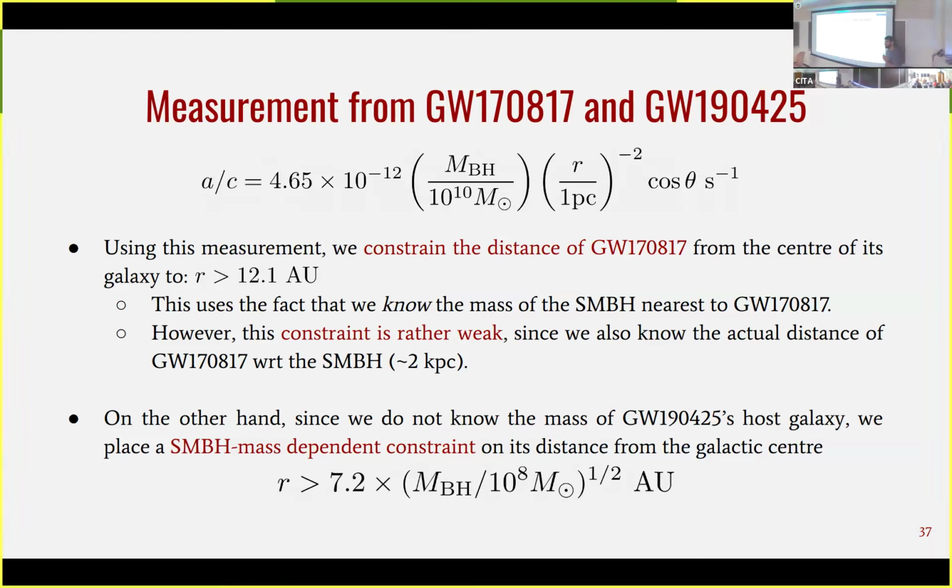But if one applies the additional constraint that the binary has to start inside its Hill radius, what is the constraint on the merger time? Yeah, because it has to be close enough. The two black holes have to be close enough that they will not be torn apart by the tidal field of the big black hole, which then constrains the merger time.